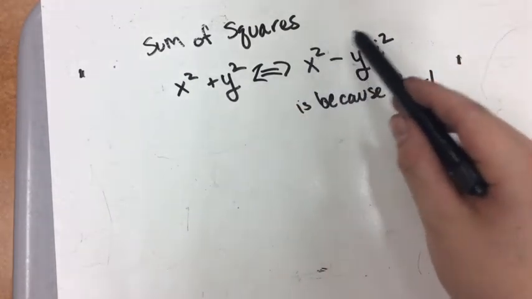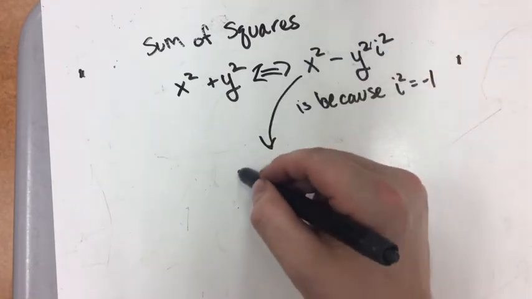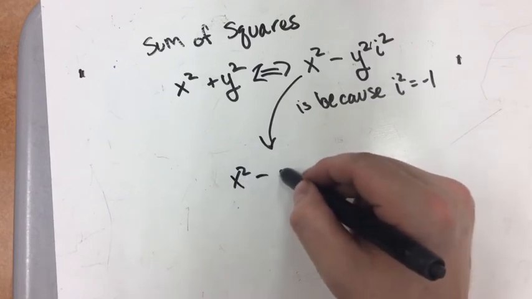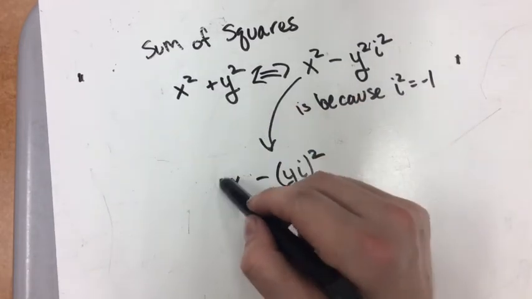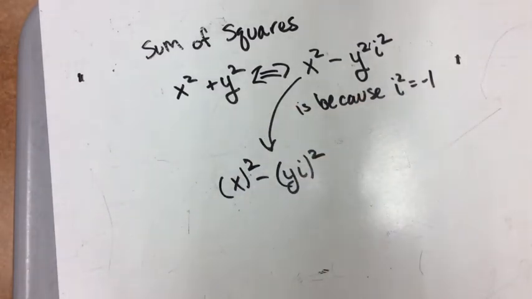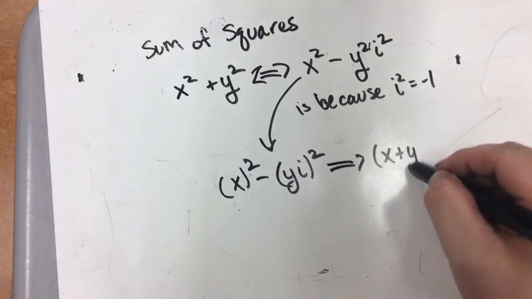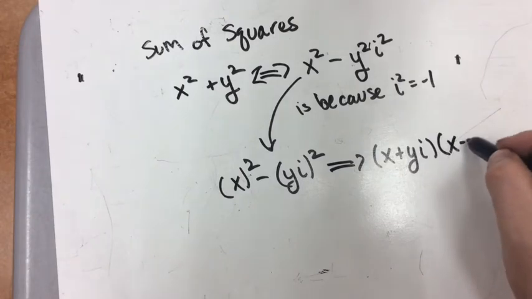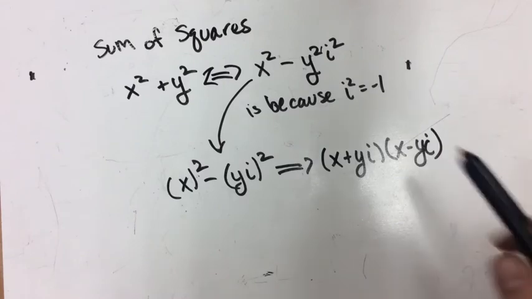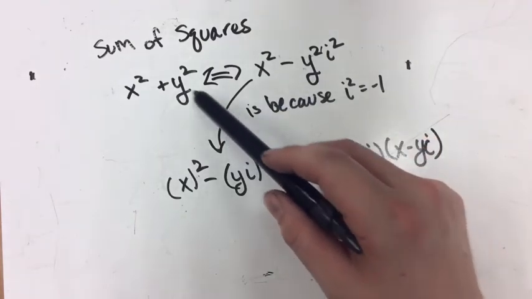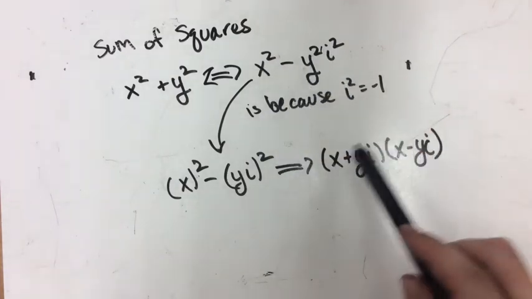Once you're here, you can break this into difference of squares, which we are familiar with. So this is really yi squared, and this is really x squared. This will then change into x plus yi times x minus yi. So it's difference of squares, really, but it starts as sum of squares. We use i to change it to a difference of squares, and then we apply difference of squares.